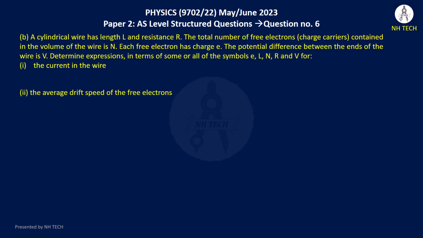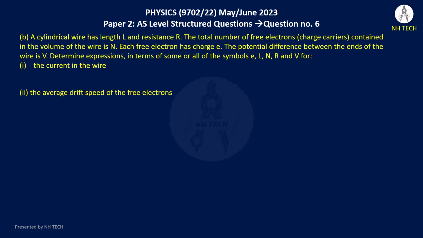Now consider an exam question related to this topic. This paper is of May-June 2023, Paper 2, question number 6, Part B. A cylindrical wire has length L and resistance R. The total number of free electrons contained in the volume of the wire is N. Each free electron has charge E. The potential difference between the ends of the wire is V.